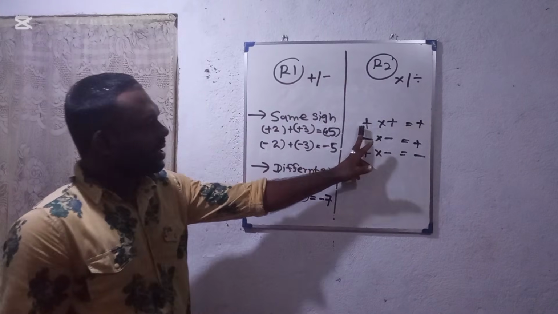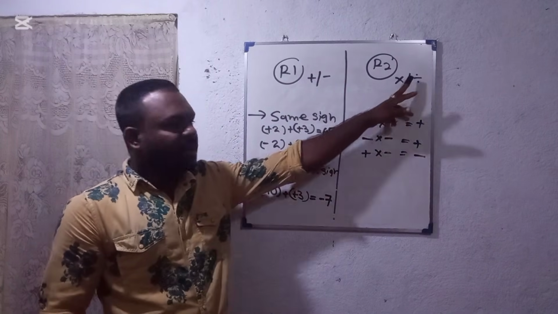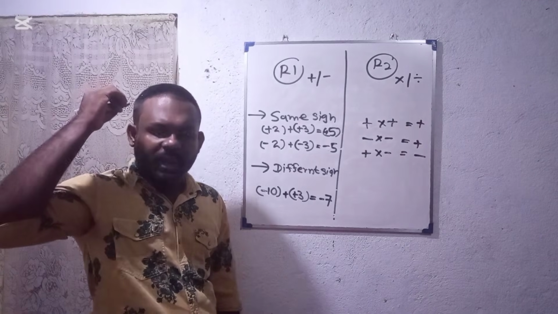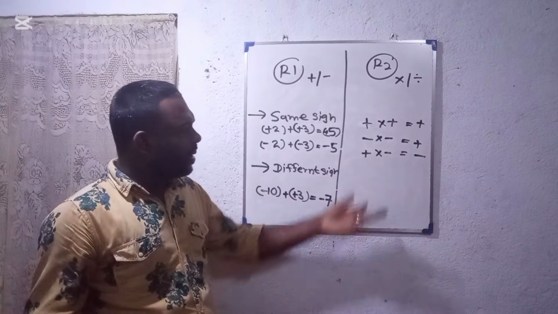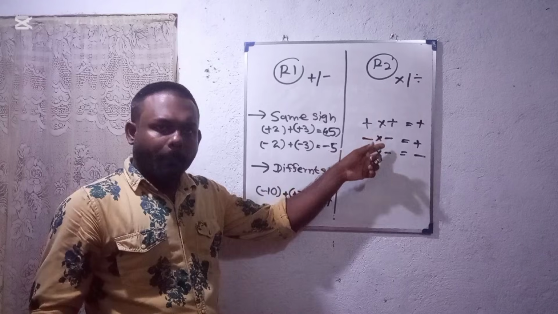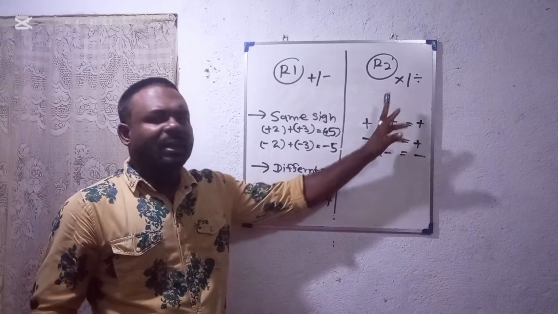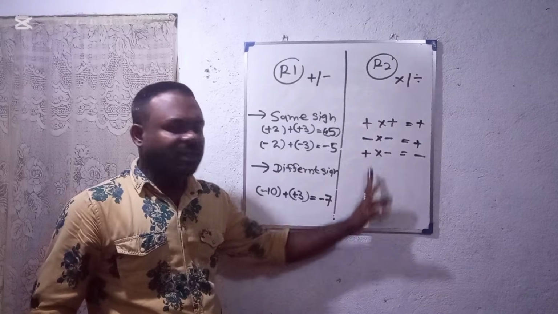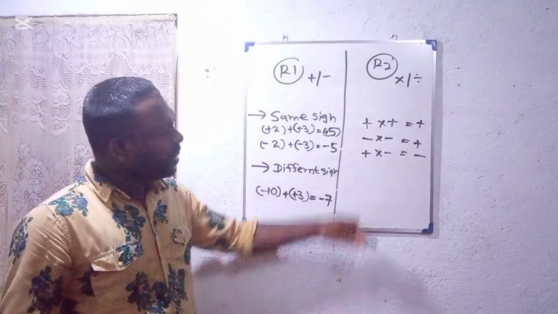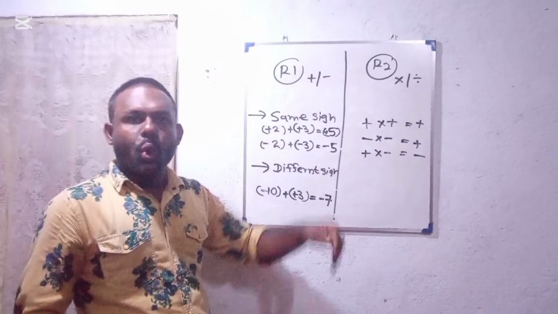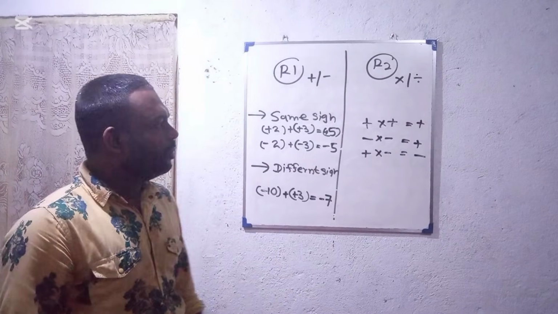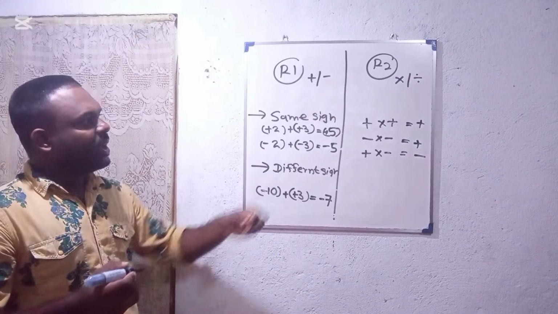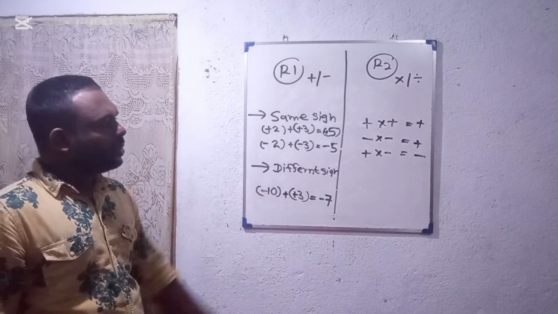R2 is this one. This is applicable for division, but remember, your brain must remember it for multiplication. Plus times plus is plus, minus times minus is plus, plus times minus is minus, and minus times plus is minus. You had better remember this. It is defined also for division. Now we'll see how we multiply two integers by using R2.